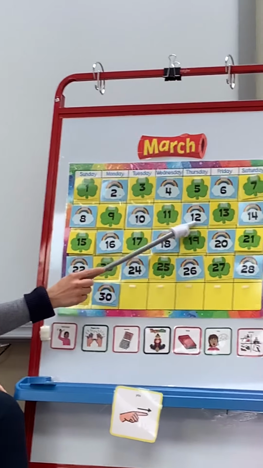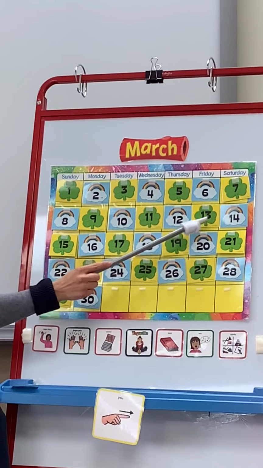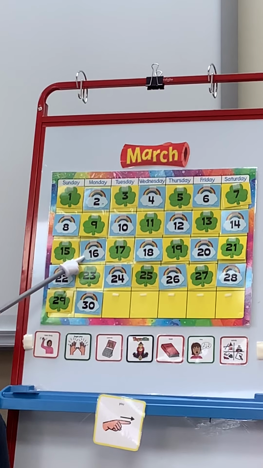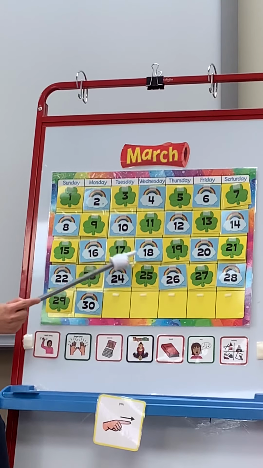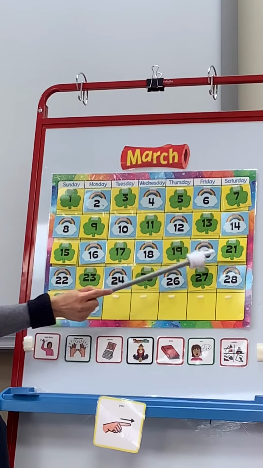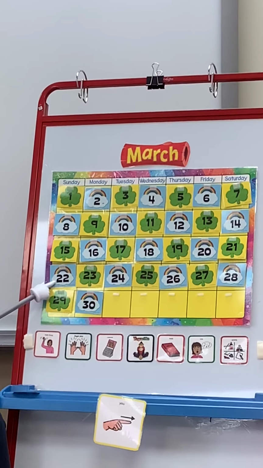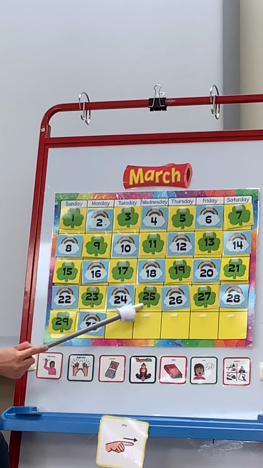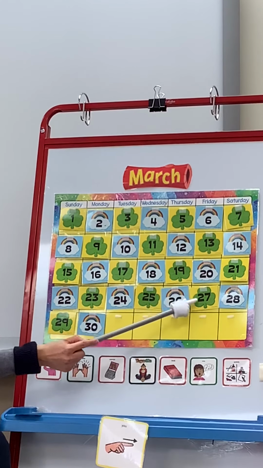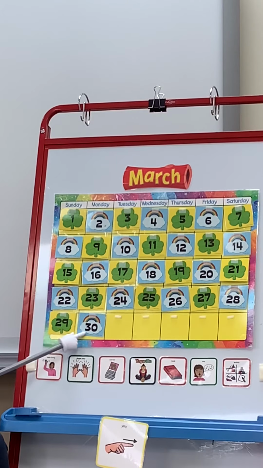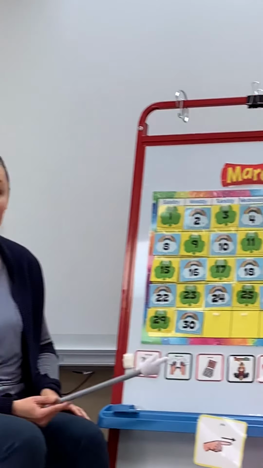11, 12, 13, 14, 15, 16, 17, 18, 19, 20, 21, 22, 23, 24, 25, 26, 27, 28, 29, 30. Whew, that was a lot of counting.